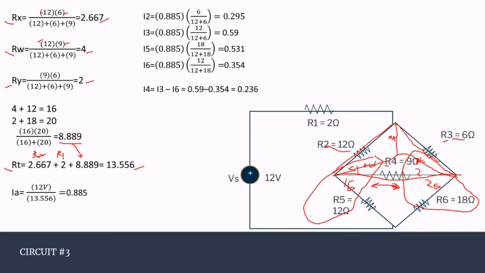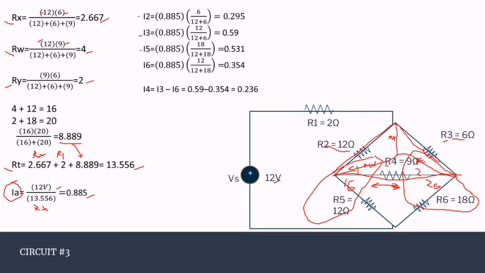To get our IA, we need to solve for 12 volts, which is given, 12 volts, and our R over our R total. So 12 volts over 13.556 is equal to 0.885.